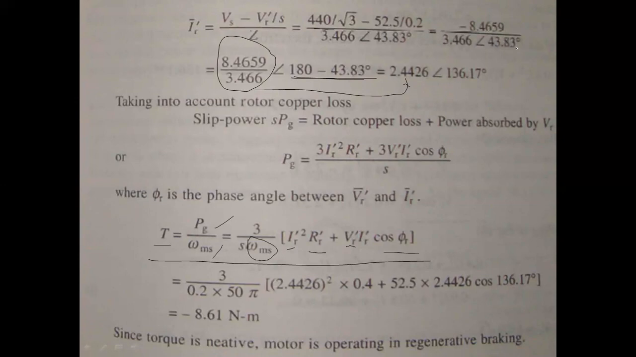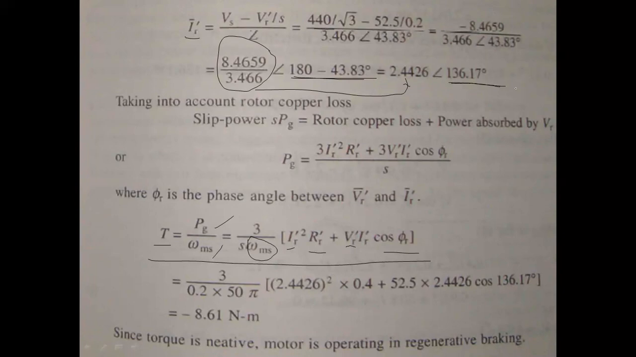So 136.17 is the angle. From this 136.17, we can consider this as alpha value, alpha R. So from IR only you are getting alpha R, right? So from IR you are getting the alpha R.